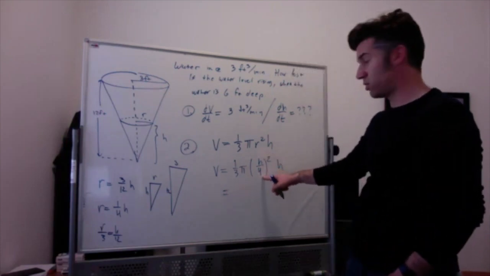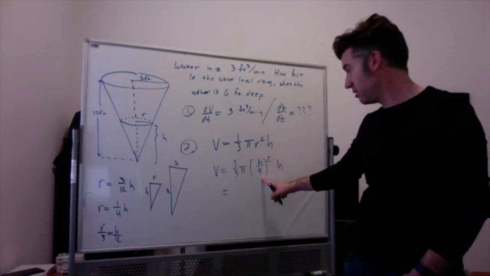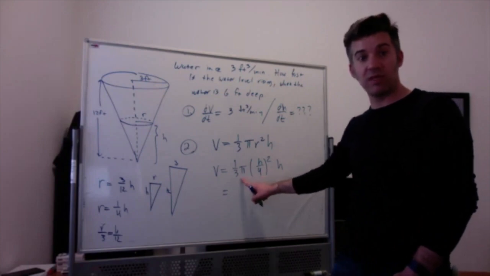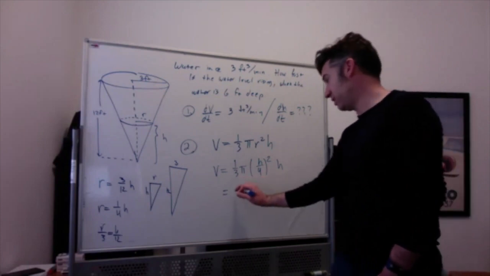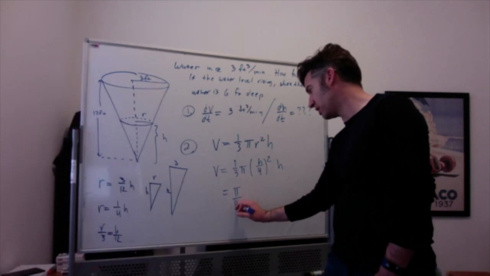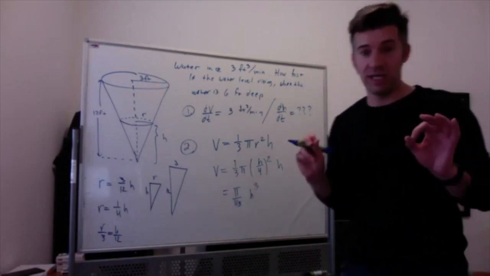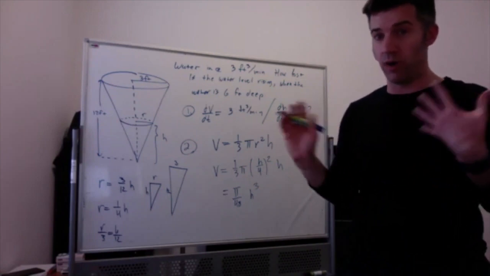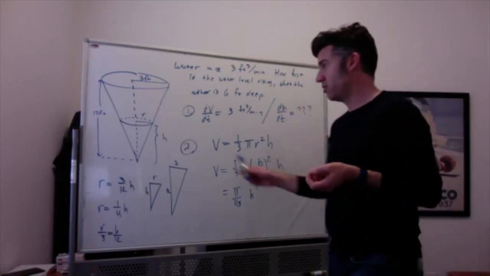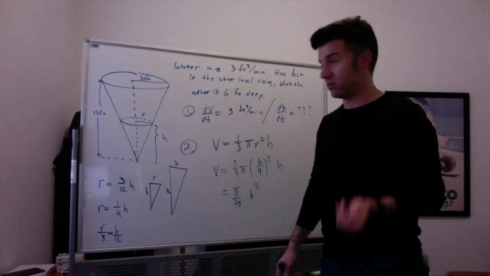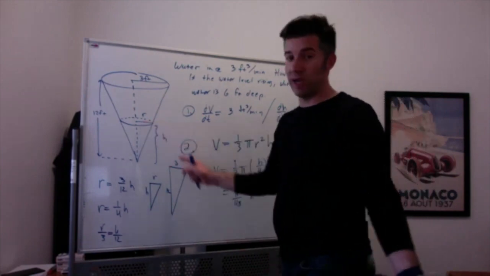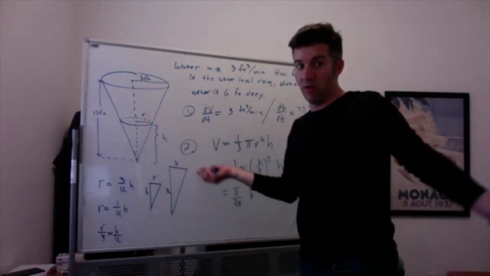I would write this as h over 4 squared is h squared over 16. And 1 over 16 times 1 over 3 is 1 over 48. So I write this as pi over 48 times h cubed. And this is really the key thing that always has to be done for these cone problems: you have to take whichever one you don't want and solve for the other one.